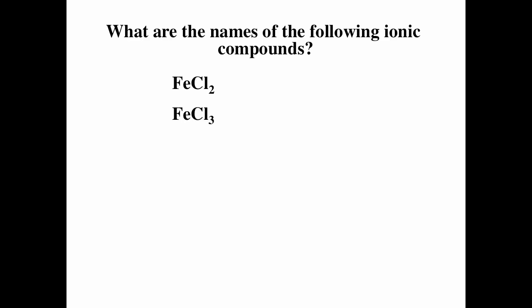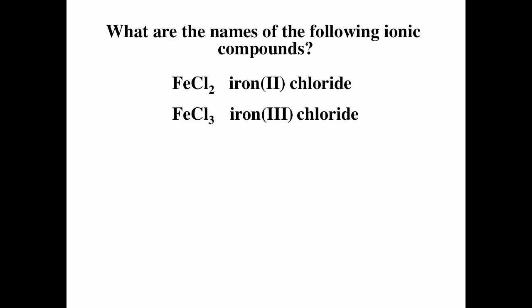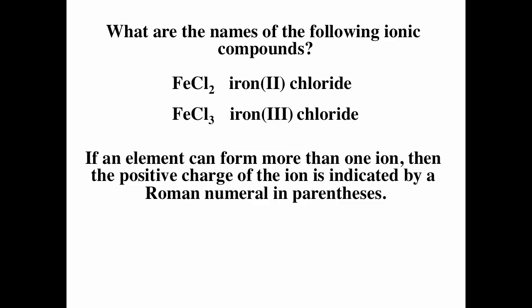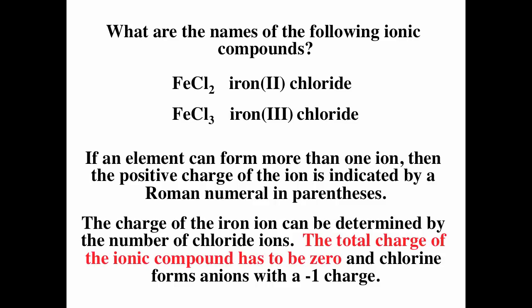Now you could also be asked what's the names of the following, and you have to remember that, okay, iron's a transition metal, and so because the chloride ion is a -1, if I have 2 chloride ions, that means that iron must be a +2, and so that would be iron(II) chloride. For here, the chloride, again, is -1, you have 3, so that must be iron(III) chloride. And so for transition metals, again, we include the charge using Roman numerals in parentheses after the name.